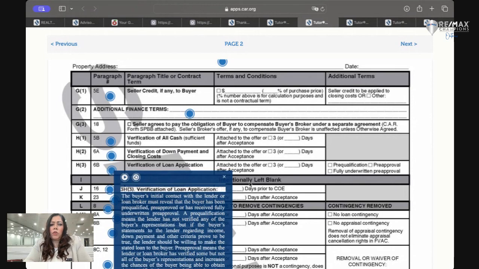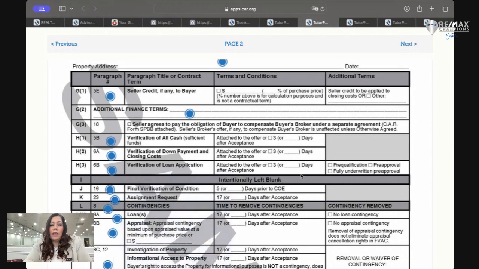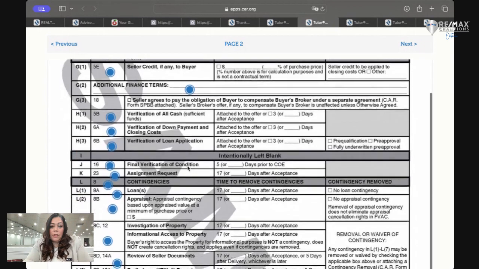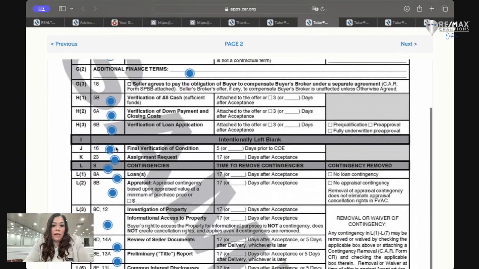And verification of loan application, same thing. And then you would mark, are they pre-qualified, pre-approved, or fully underwritten, if you ask your lender that question. Some should have one in there, but they just did a phone call. They don't have any documents. I've seen that happen a lot.